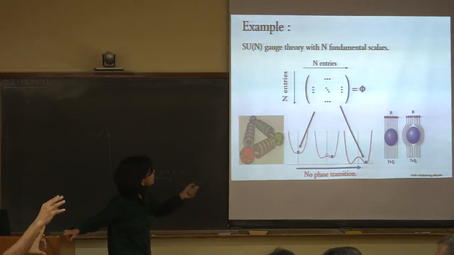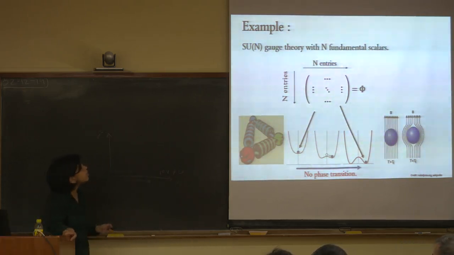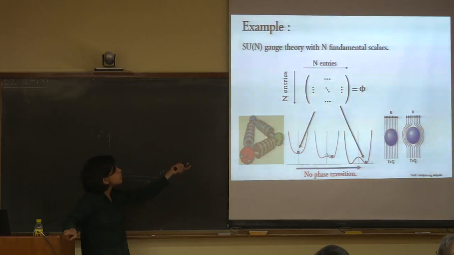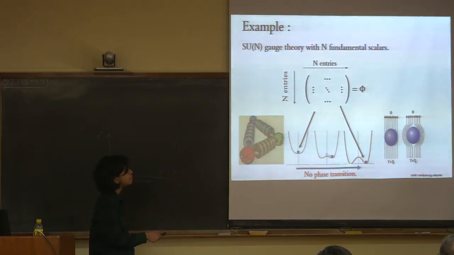So here is the example. You have an SU(N) gauge theory with n fundamental scalar fields. Of course, when you have n scalar fields, you can write the scalar field as an n by n matrix. I'll show you what kind of potential you could write down for the scalar fields. But let's say you have a certain potential, and you can dial the parameter to go from a regime where the scalars have a vev, for example a diagonal vev, to a regime where they don't have a vev. And as you dial the parameter, there is no phase transition.